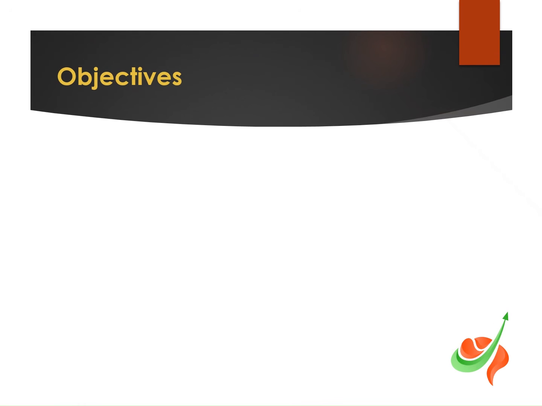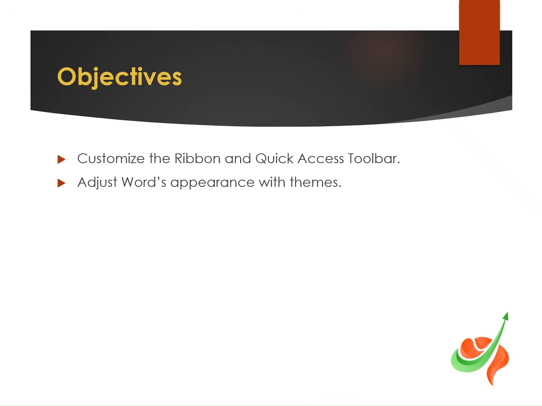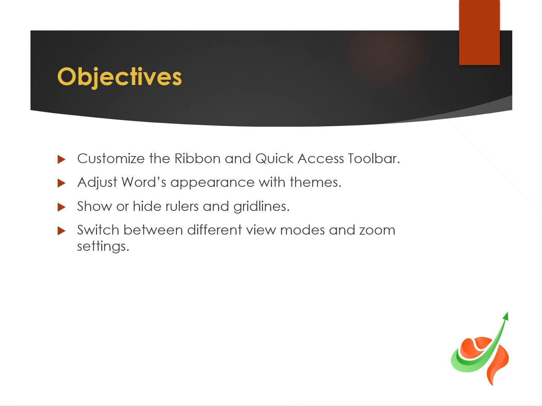By the end of this lecture, you'll be able to customize the ribbon and the quick access toolbar, adjust Word appearance with themes, show rulers and grid lines, and switch between different view modes and zoom settings.